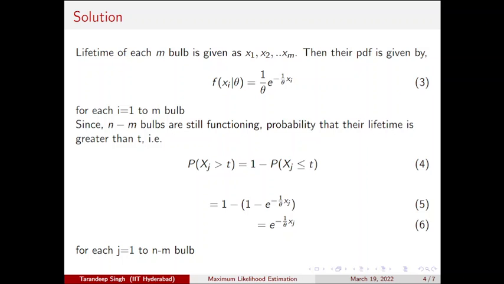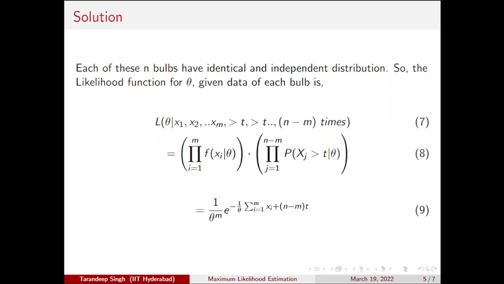Okay, so now we have the equation for the PDF of the lifetime as well as the probability that the n minus m bulbs will have lifetime greater than t. So given this data, we want to estimate theta.